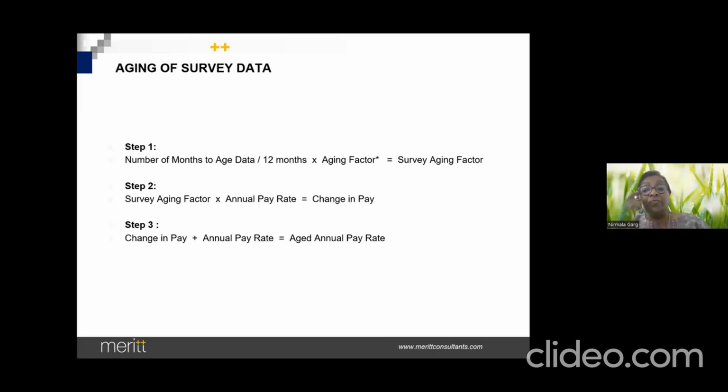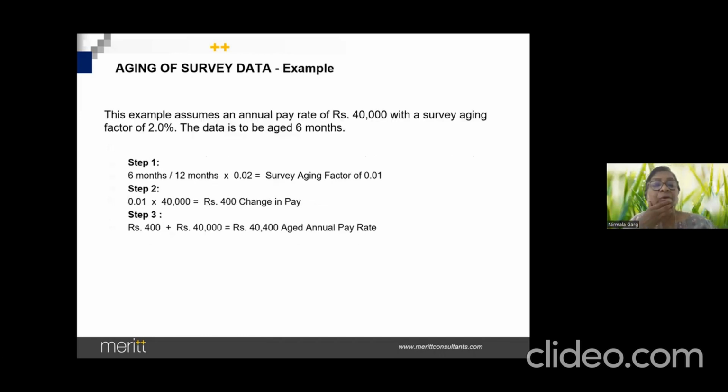Once you get that aging factor, step one will be number of months divided by 12, into the aging factor, which is called the survey aging factor. Now that survey aging factor has to be multiplied with the market data for, say, an HR position. Then you will get the increase of pay in that position, which is called the change in pay. And then you add it up and you will get your present annual pay rate. How will you do it? I'll show you an example and also make you do it.